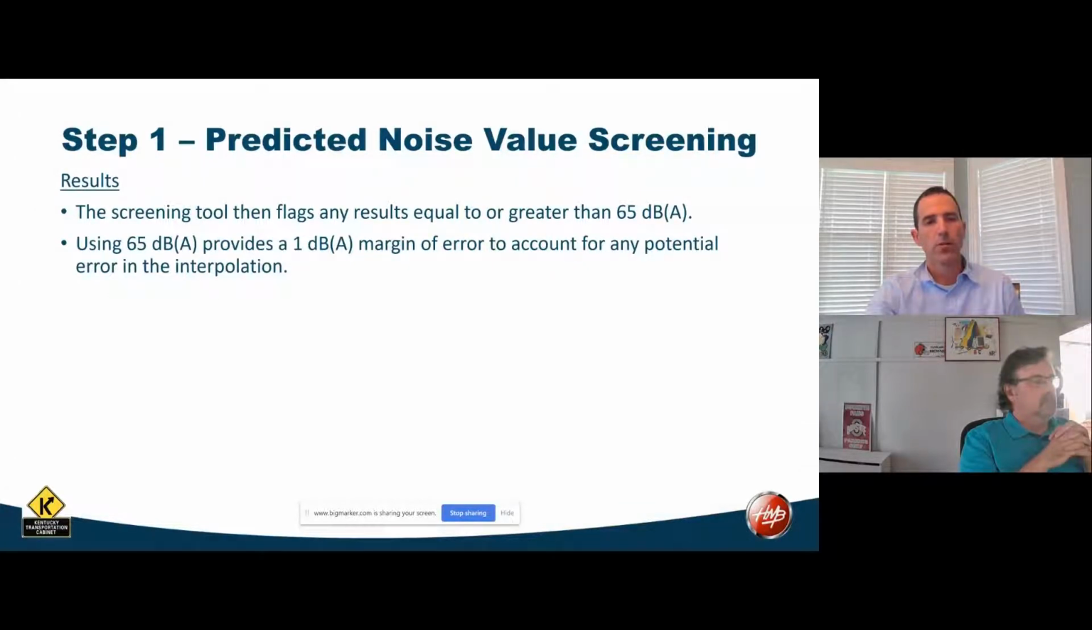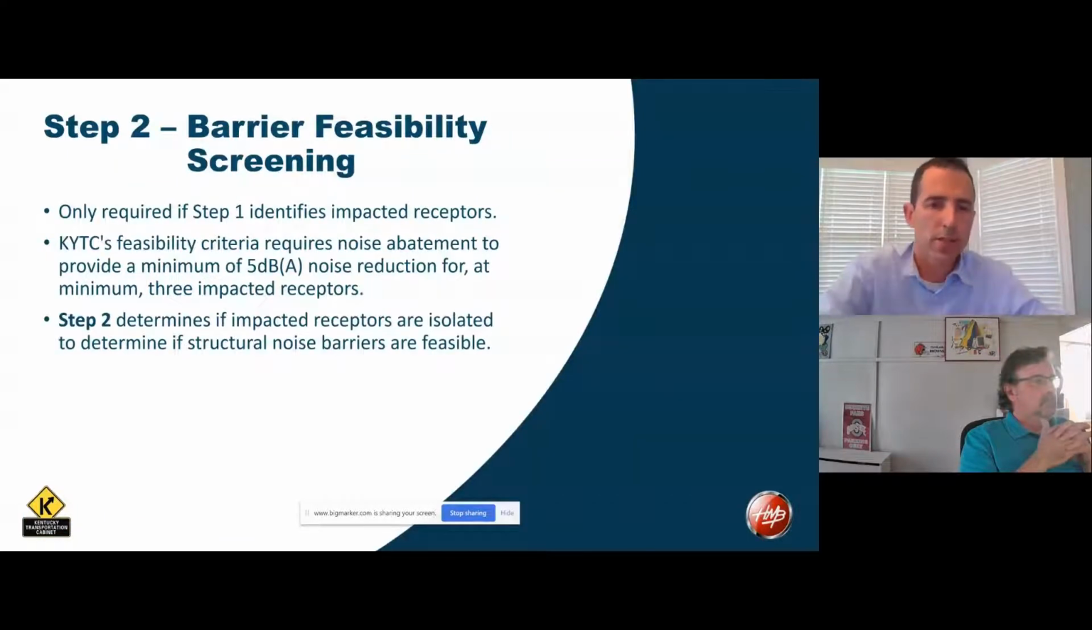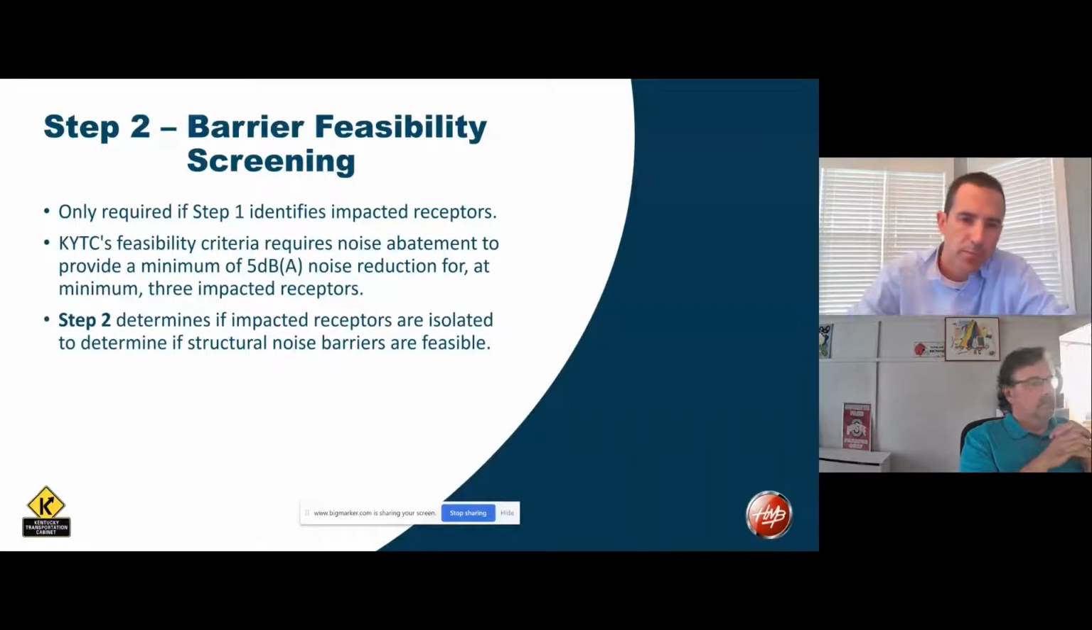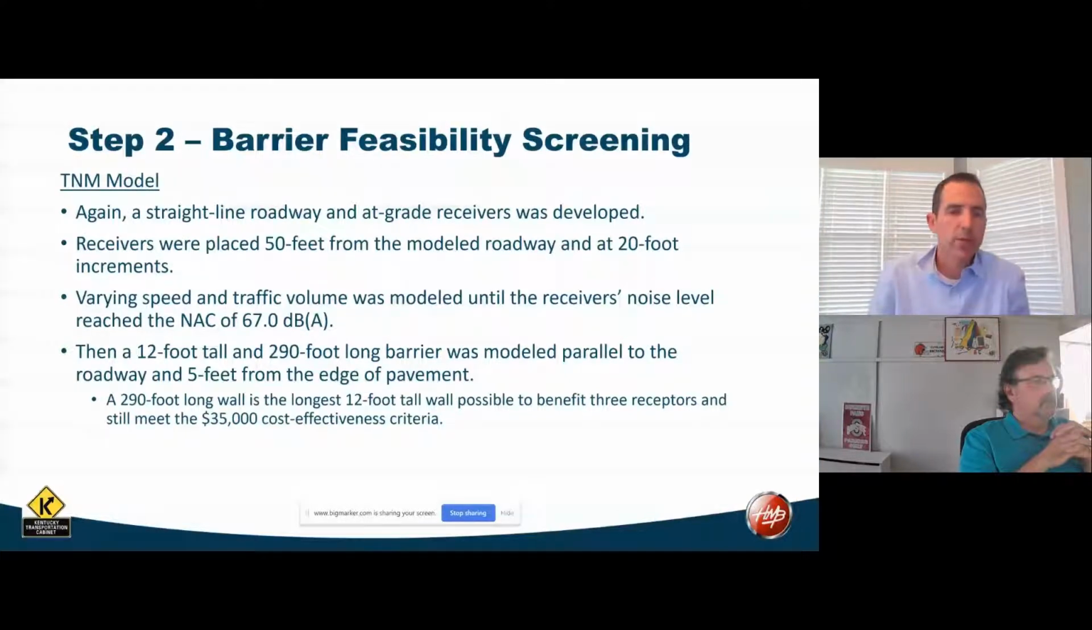That's the end of step one. So then we go to step two. Like I mentioned earlier, this is only required if step one identifies impacted receptors. It takes into consideration KYTC's feasibility criteria that requires a minimum of 5 decibel noise reduction for a minimum of 3 impacted receptors. So what this will determine is if impacted receptors are isolated or if a noise barrier is feasible or has the potential to be feasible. You'd have to do the analysis, of course, to make that determination, but this just tells you if it's even possible.